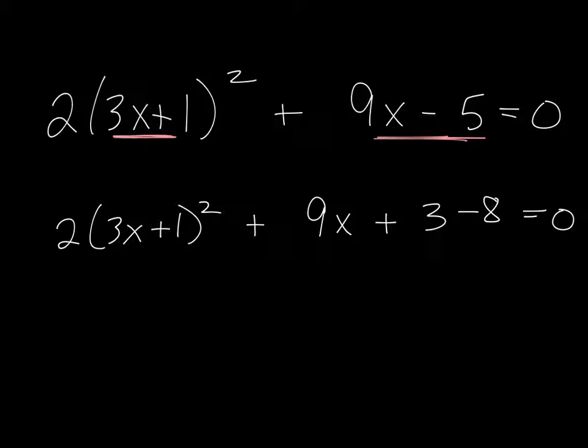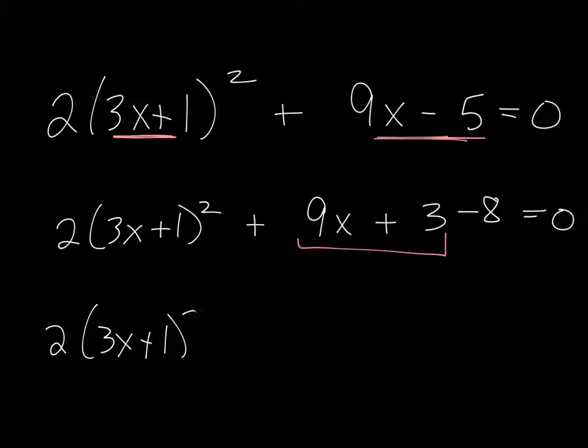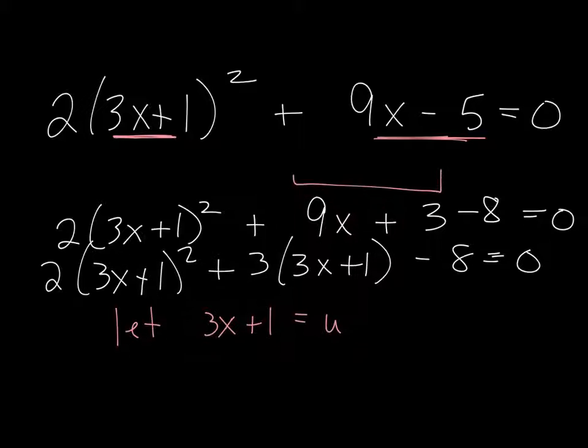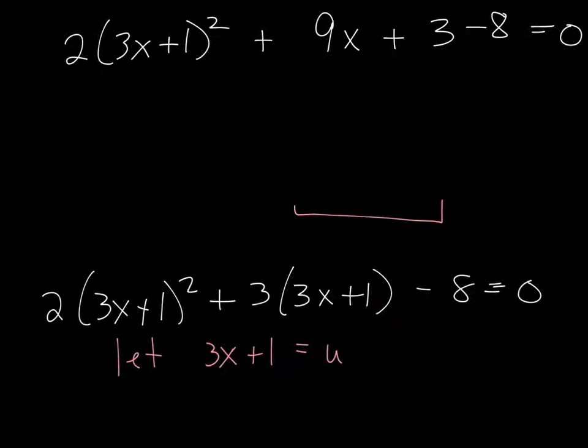But I knew that I needed a 3 right here, because if I take a 3 out of 3, I get 1. If I take a 3 out of 9, I get back to that 3. So I take a GCF out of this piece right here, making it the following. And as a result, our let statement is let 3x plus 1 equal u, because now it's clearly in quadratic form. And as a result, we go ahead and solve the problem.